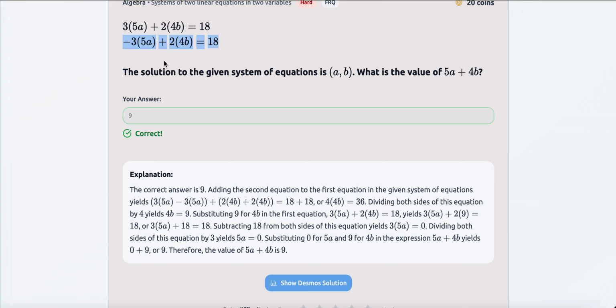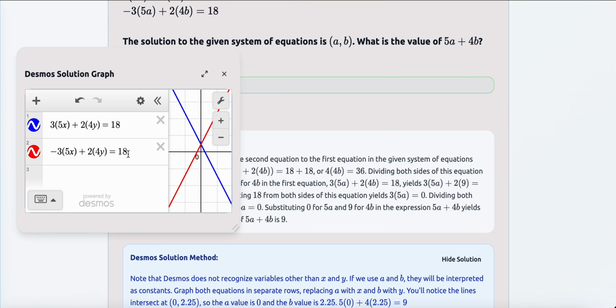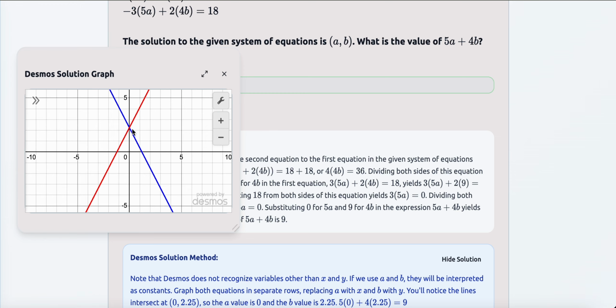We want them to be treated as variables, right? So when we plot this in Desmos, we replace a with x and b with y. If we see what happens when we do that, it's the exact same equations, but a has been replaced with x and b has been replaced with y. We can see that they intersect at the point 0, 2.25. So you might be wondering, hey, why isn't it intersecting at 9? If I add 0 plus 2.25, that's not equal to 9, right?